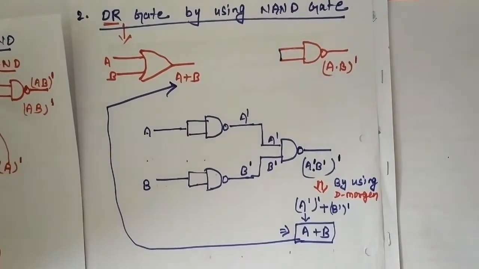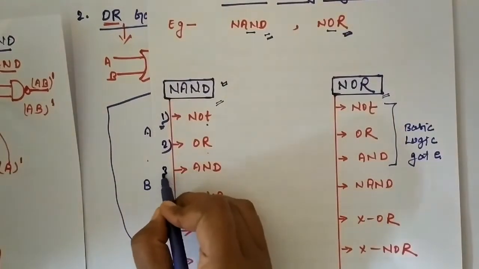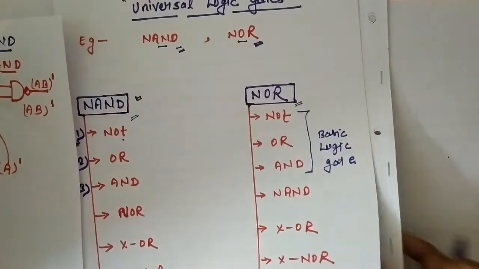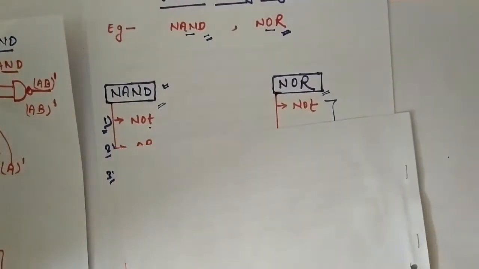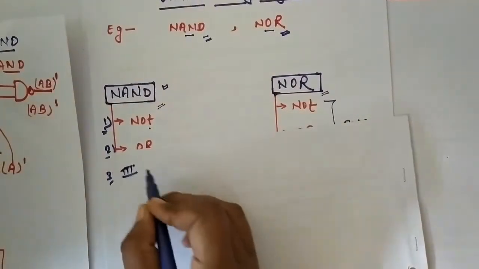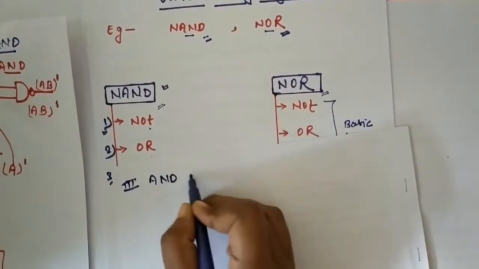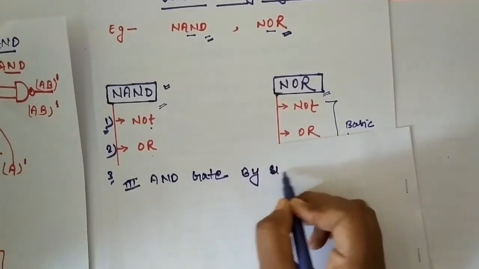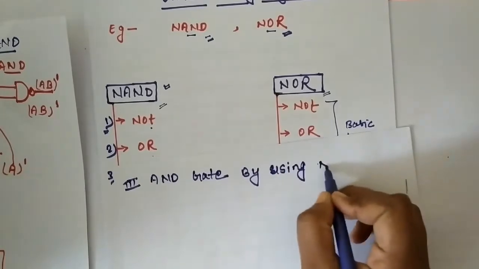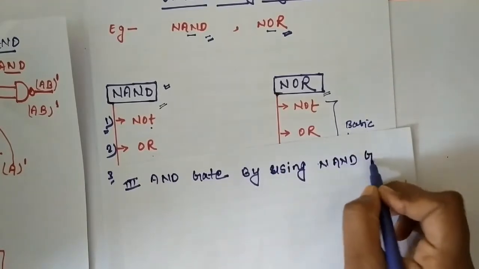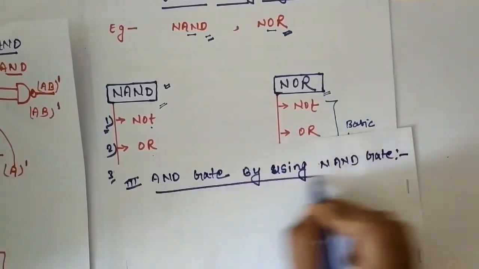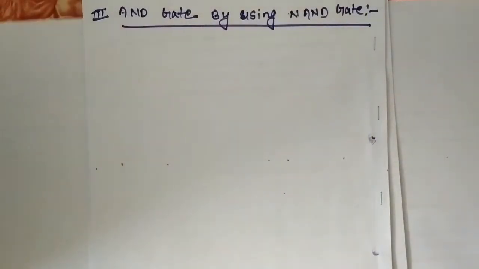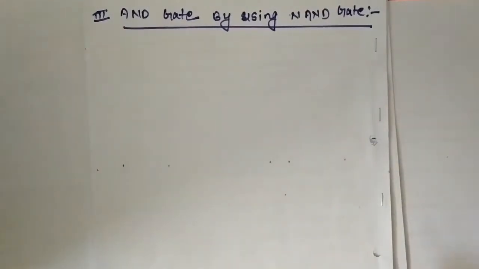Next we will see the third type. What is the third one? The third one is AND gate by using NAND gate. So it is very simple. So let's see how we can create an AND gate by using a NAND gate.